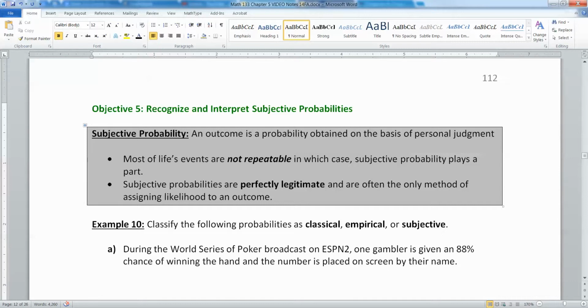You have to say, I think my chances of making up that mountain are 60%. Why? Because I think so. You're making a personal judgment. Keep in mind, however, that subjective probabilities are perfectly legitimate.